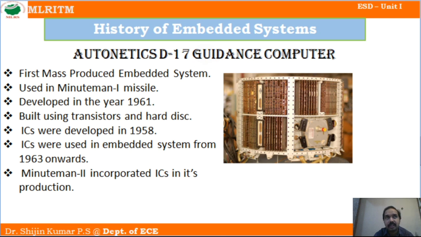Previously one radio was very big, the size of a room. Now it is the size of a pen. In a pen we can incorporate one FM radio. So in a pocket we can keep a radio, and if you have an earphone or headphone, you can hear music anywhere, anytime. So this is all about the history of embedded systems.